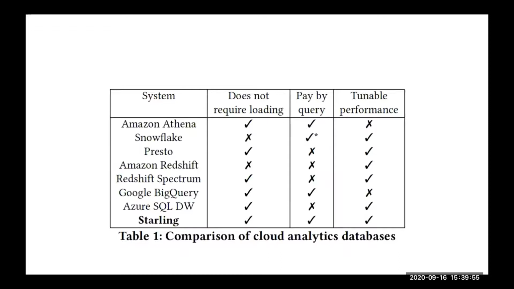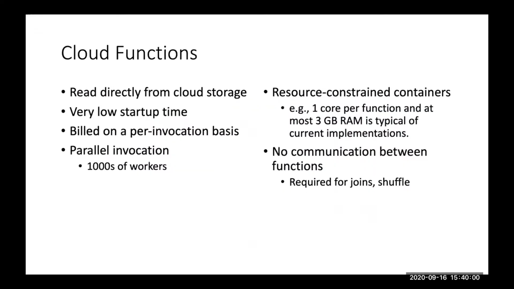And Starling aims to provide all these three properties by taking advantage of cloud functions. Cloud functions can be seen as execution environments provided by cloud providers that have certain properties. They have very low startup time. They can be started and stopped when they are required. They don't have to be running all the time. And they are billed on invocation. So if you run a 1-minute job, you would be charged for that and for how many times you invoke that job, for example.